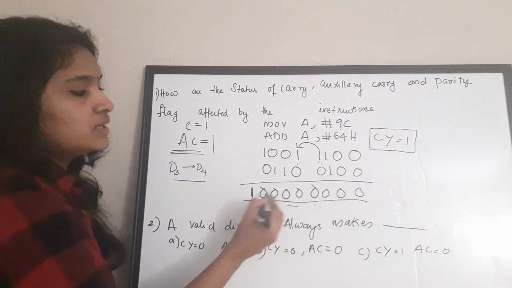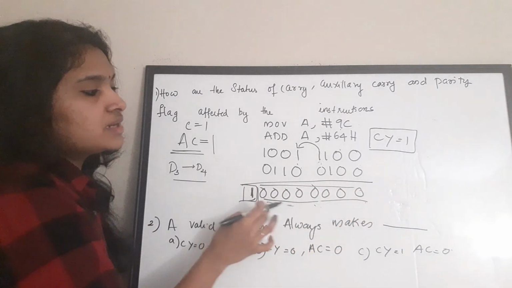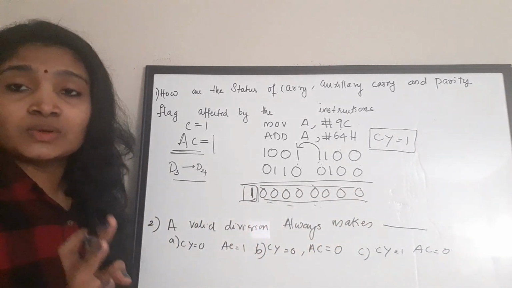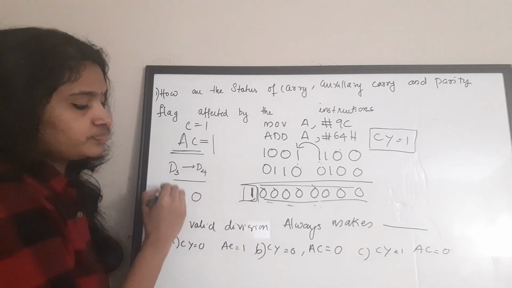Okay, so here this is the result. This one is a carry. So for the result, all bits are 0 and there are no ones. So the parity flag is equal to 0.